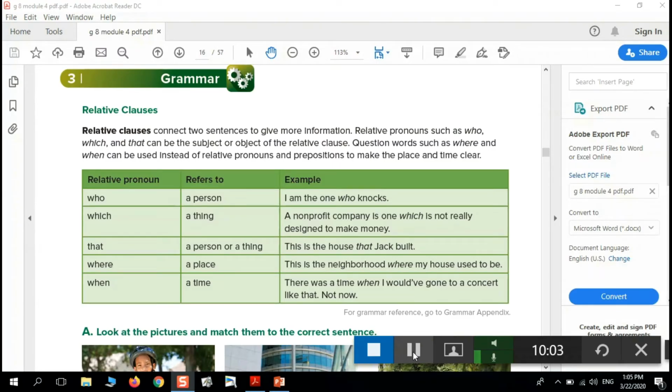Now open page 110 on your class book. Relative clauses, as we have just discussed, are clauses starting with relative pronouns like who, which, that, where, and when, and they define the noun before them. Who is for people, which for things, that for people or things at the same time, where for a place, when for a time. We have examples here.